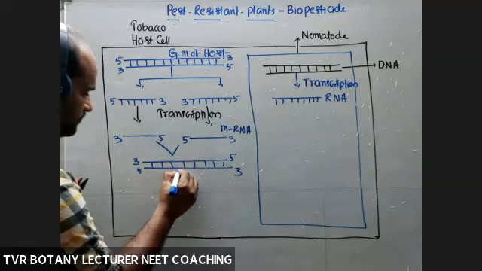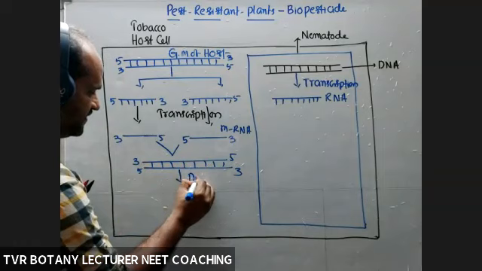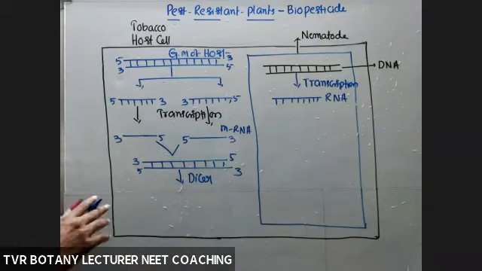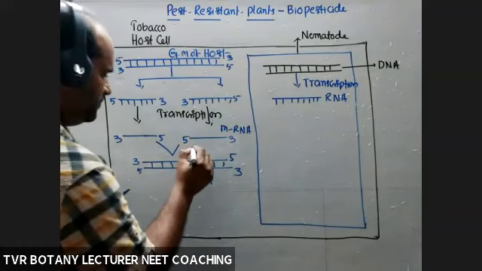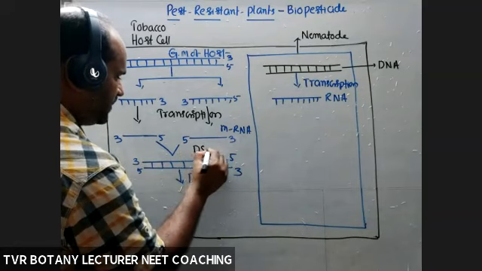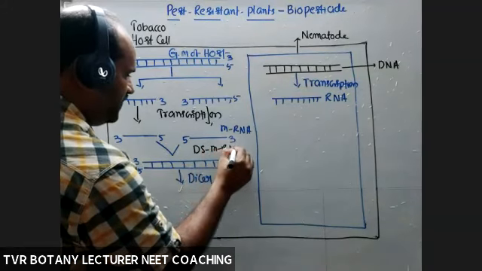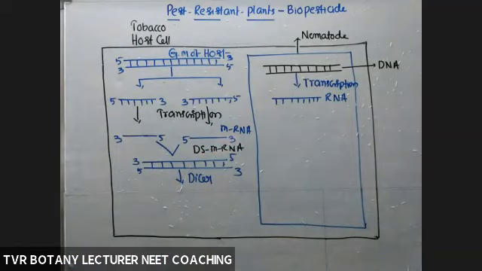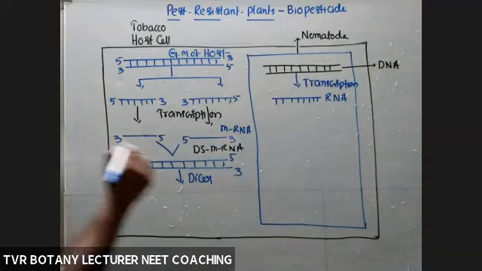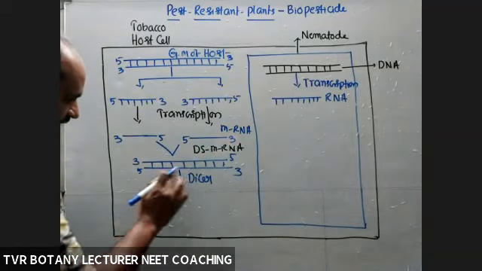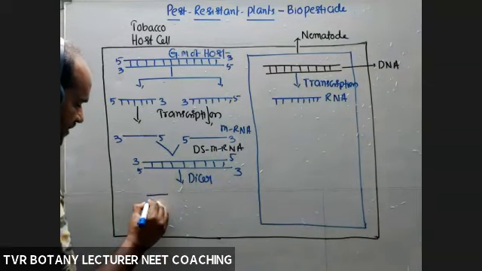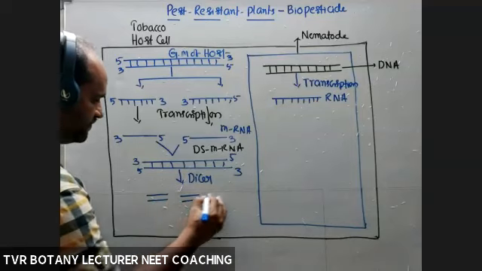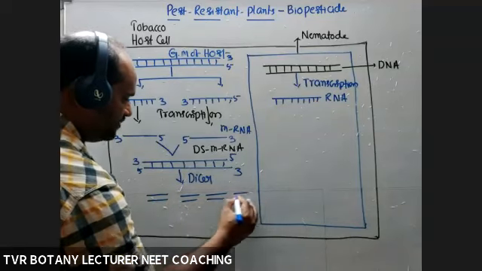Now, dicer protein, dicer. Dicer means able to cut this mRNA. This is a double-stranded mRNA. So dicer is able to cut. Dicer is concerned with cutting of mRNA. So now this mRNA is cleaved into a number of fragments. These are the fragments of mRNA.